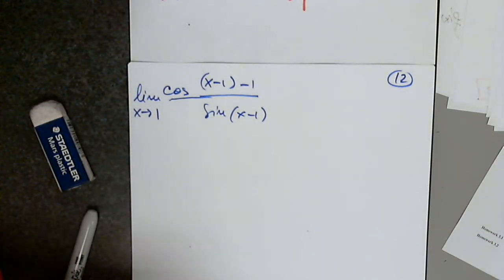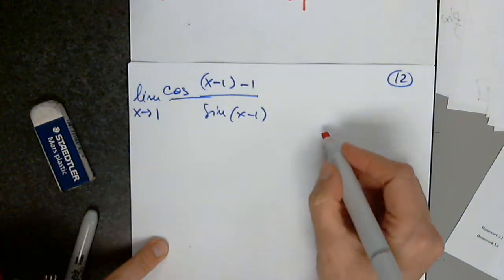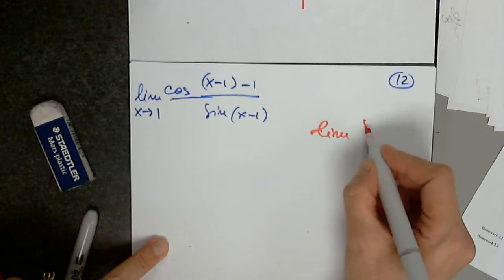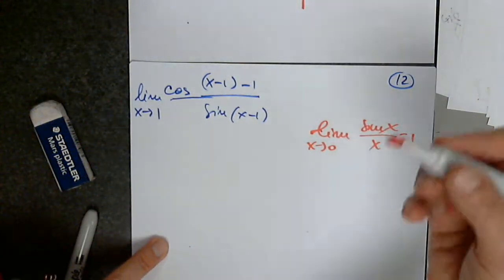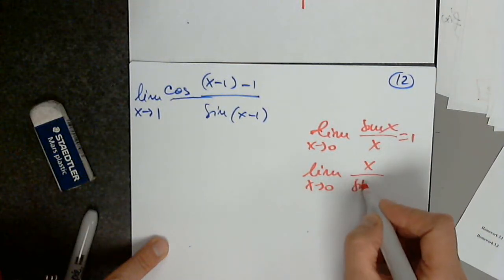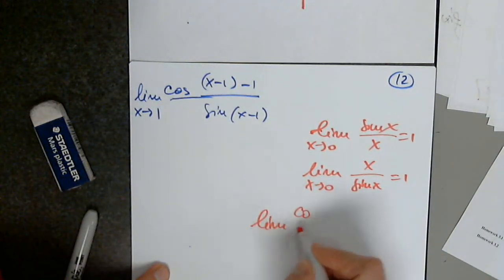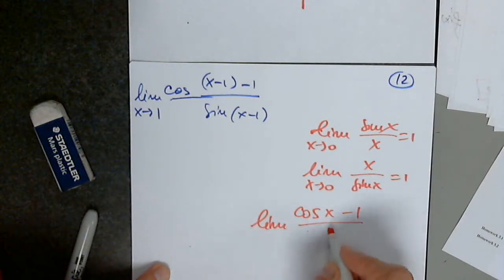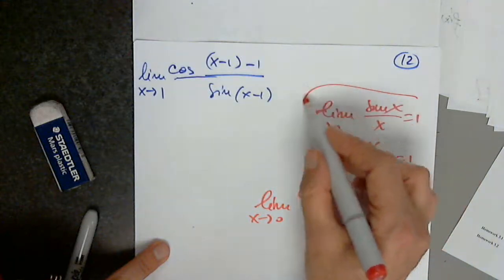Good. Algebra is a big part of calculus. So just remember, all I know is this. I know that the limit of sine x over x as x approaches 0 is 1, and also the multiplicative inverse of this, the limit as x approaches 0 of x over sine x is 1. And I also know that the limit of cosine x minus 1 over x is 0. We just looked at it a minute ago. So basically that's all I have at this point.